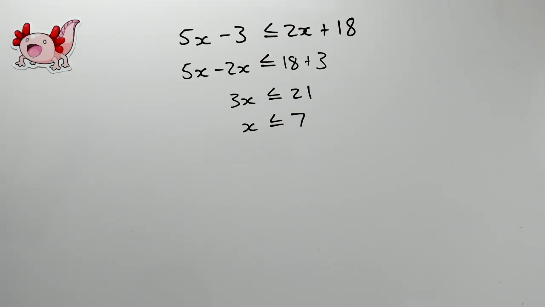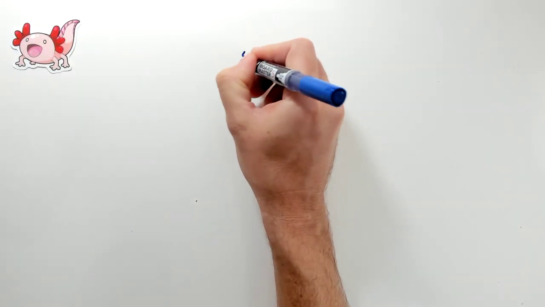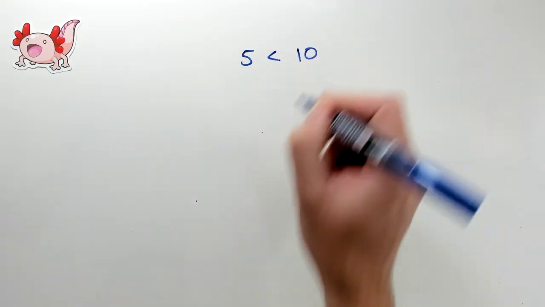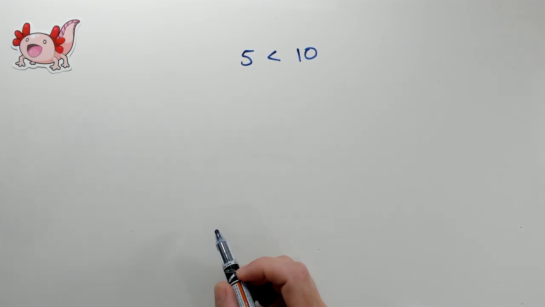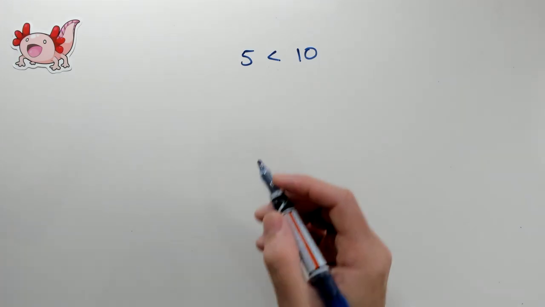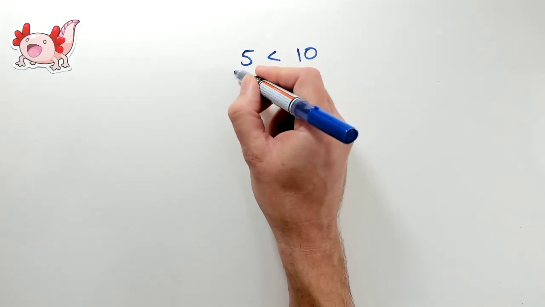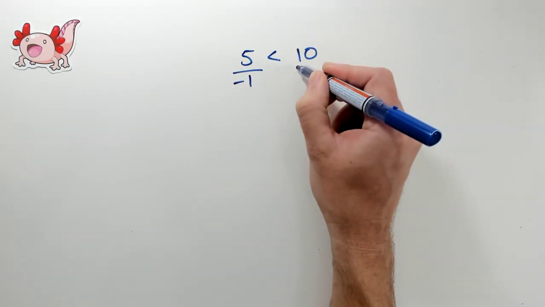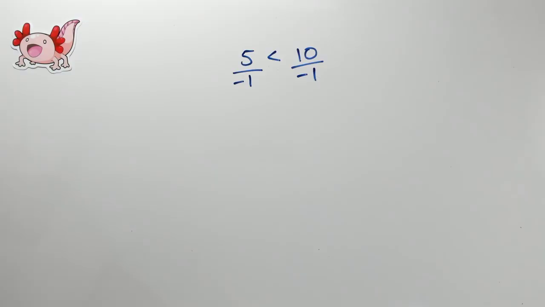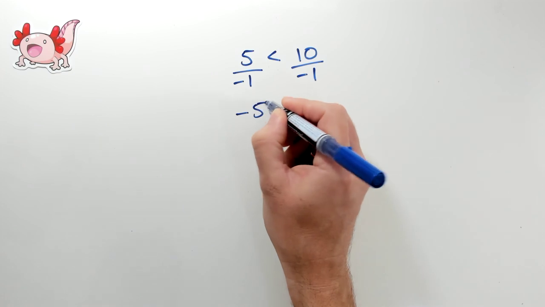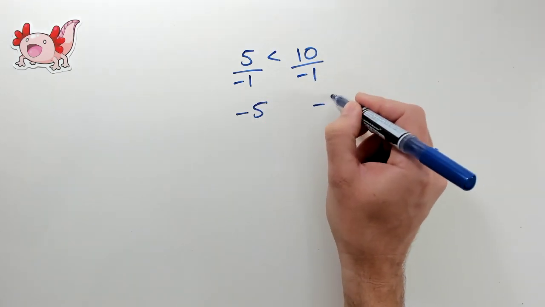Okay, so till now it's very, very simple and straightforward. But there's one big, let's say, rule. Let's explain it with numbers. You would agree that 5 is smaller than 10. Nothing weird there. Let's say I did the trick that we do in normal equations, and I divided this by -1. So if I divide this by -1, this would be -5, right? And 10 divided by -1 would be -10.